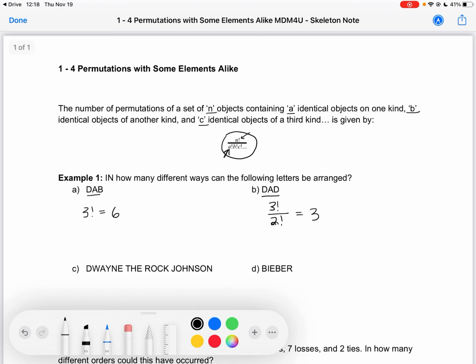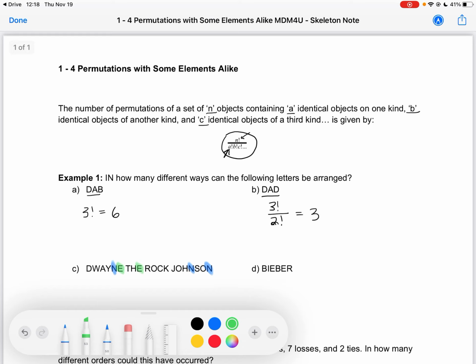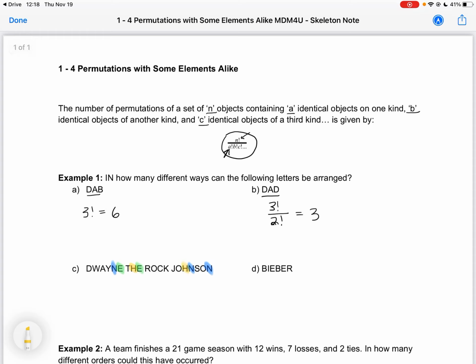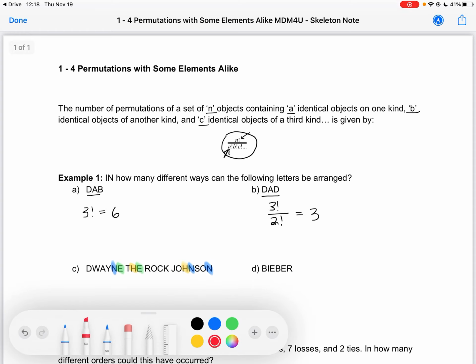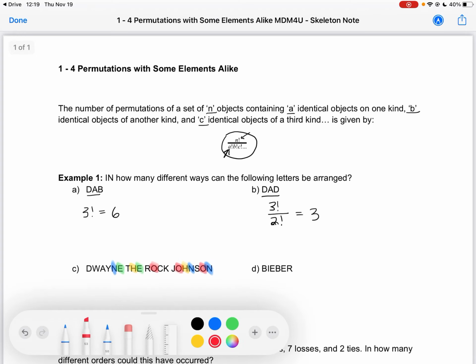Now we're getting a little bit more complicated here. We've got Dwayne "The Rock" Johnson, and let's highlight some of our common letters here. So our first one is N. So you've got 3 N's. You should be looking for other common letters. Our next one is E. So we've got an E, and that's it. Next one is an H. So we've got 1 H in the, 1 H in Johnson. And then the last one is an O. We've got an O in rock, and then 2 O's in Johnson.